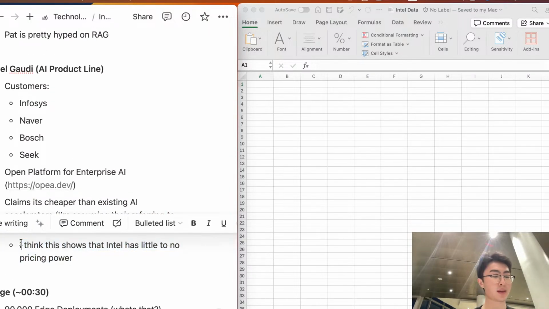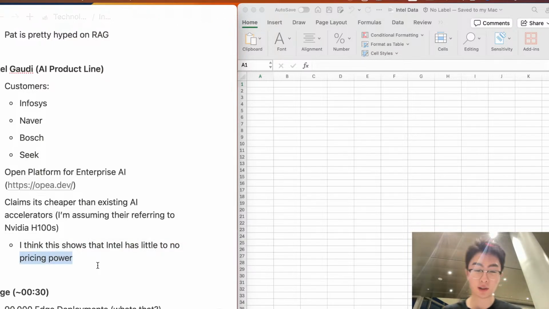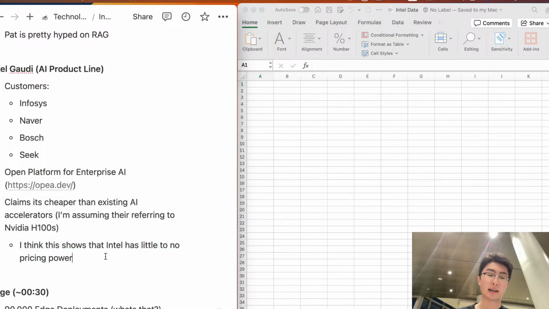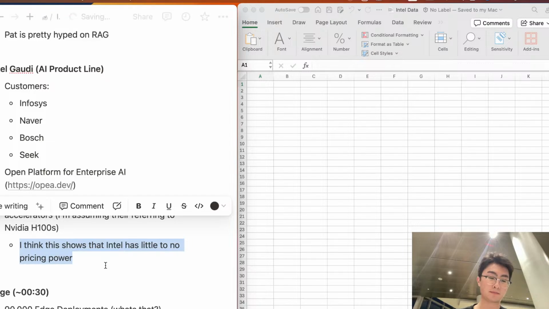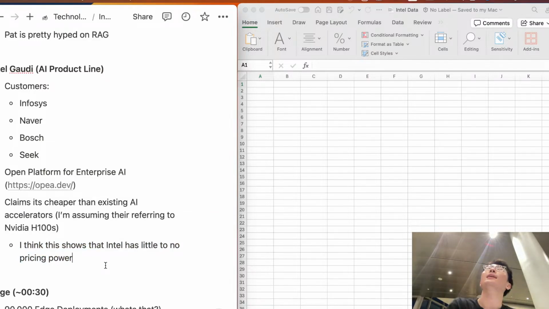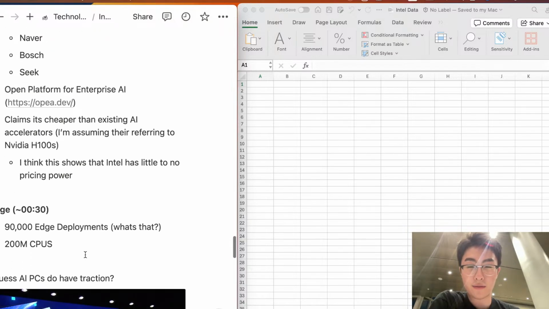Okay, yeah, I totally forgot I read about this. But when I'm thinking about the competitive positioning of Intel Gaudi, the main difference is that this is cheaper than the NVIDIA H100. It feels like Intel has little to no pricing power here if they always have to undercut their competitors.